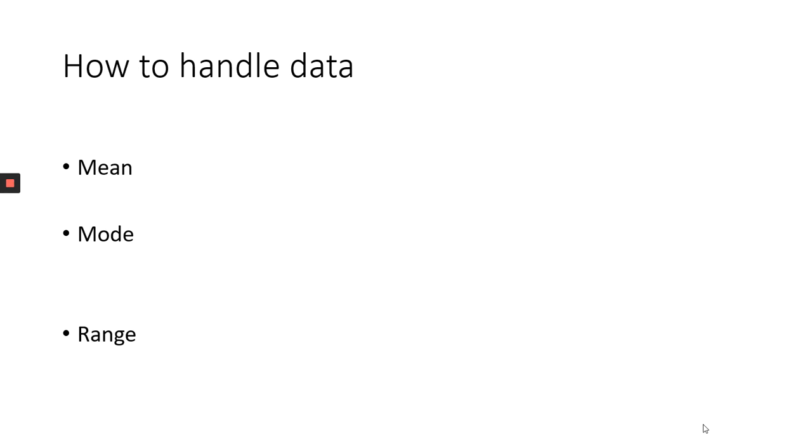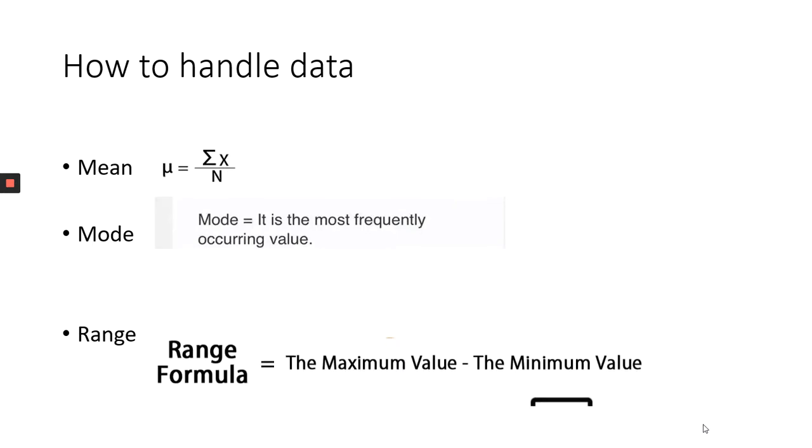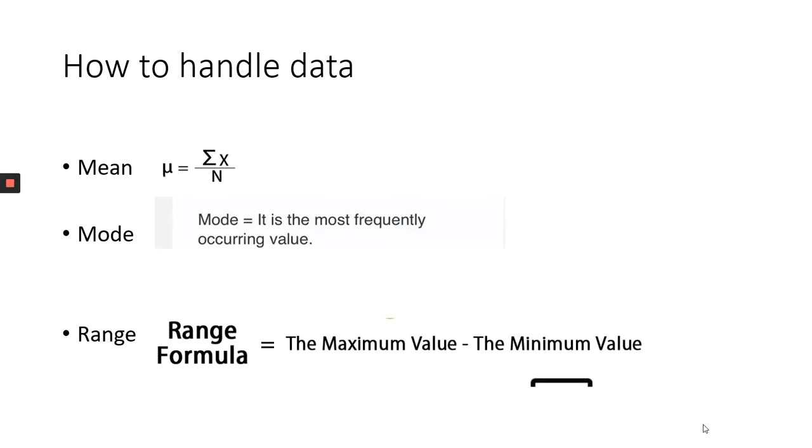How to handle data? Of course, you can do the mean, you can do the mode, you can do the range. You know how to calculate the mean, and you know how to calculate the mode. The mode is the most frequently occurring value, and the range is the maximum value minus the minimum value. So let's say the water bill for one month was 1,000, and then there was another month where the bill was so high, 12,000. So what would be the range there?